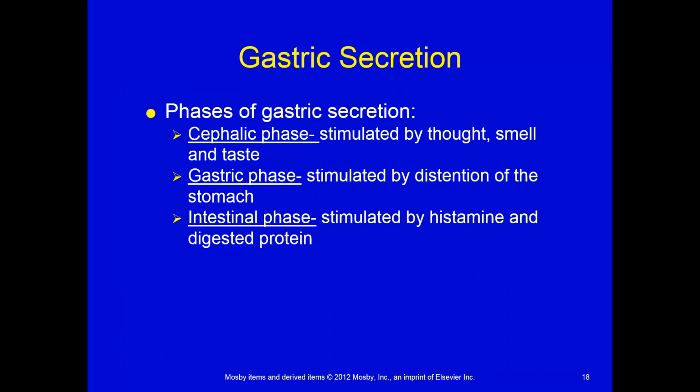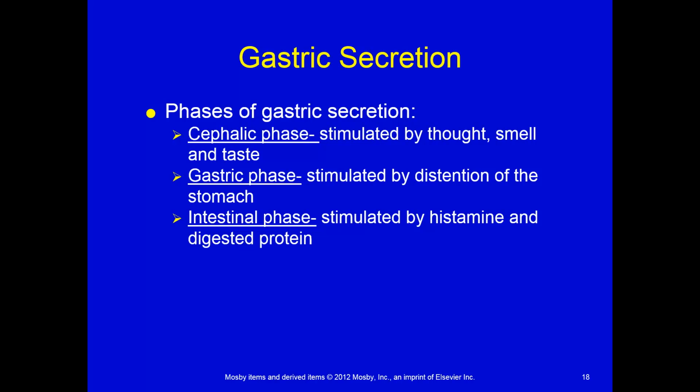And then the last little content here about gastric secretion is the phases of gastric secretion. We won't spend a lot of time on this, but there are 3 phases. The first one is the cephalic phase we talked about at the beginning, stimulated just by thinking about food, smelling food, tasting food, right? It actually does increase the secretion of gastric juices just by thinking, smelling, or tasting it.